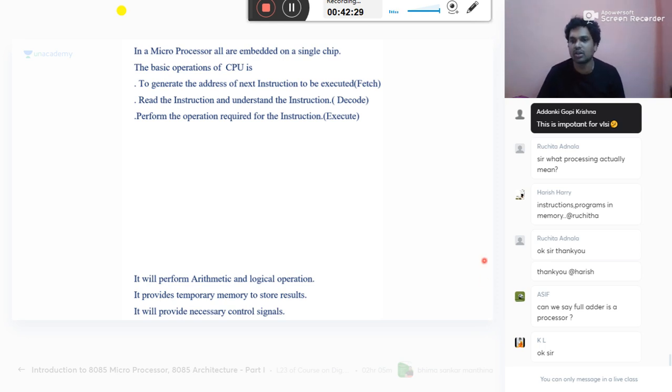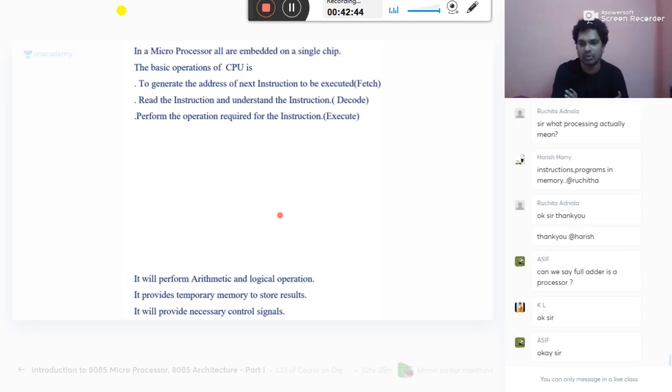Yes, it is also doing one kind of processing of the operation. It is doing addition, an arithmetic operation. But we simply say it is an arithmetic operator circuit. Okay, listen here. So this is basically the microprocessor's job. All of the microprocessor is embedded on a single chip. The basic operation of the CPU is to generate the address of the next instruction. Why generate the address of the next instruction, sir? I will explain. Listen.